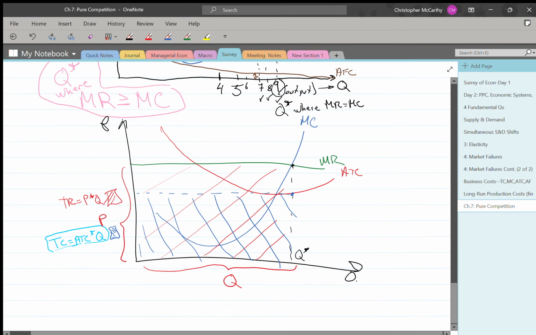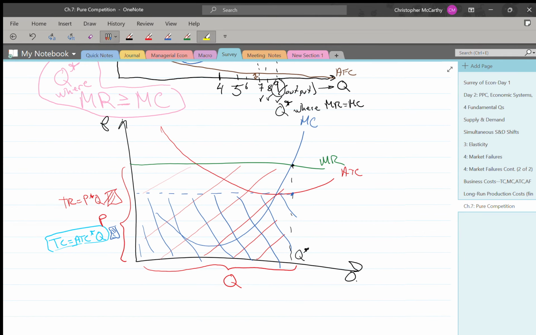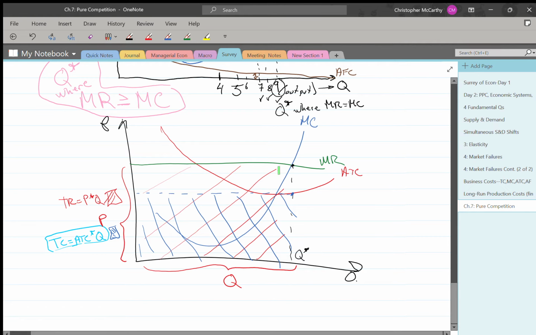So what does that leave me with? That leaves me with my profit square, or my profit rectangle, sorry. So this green highlighted section, all the way down to the average total cost, this is my profit. This is how much I am making above and beyond my costs, including my opportunity costs, right? We're talking about economic profit and economic costs here.